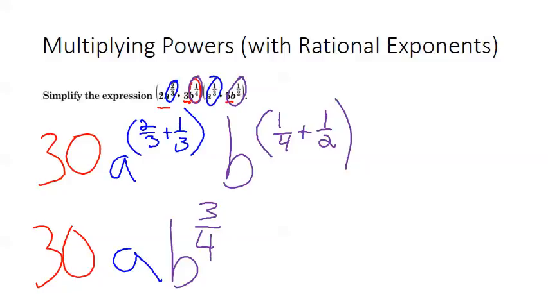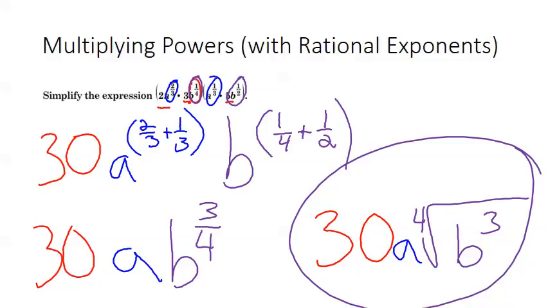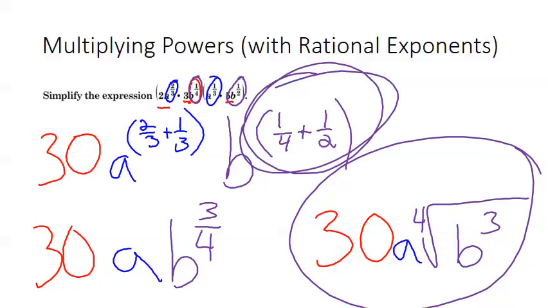Or you can make it a little bit more complicated and have 30a times the 4th root of b cubed. This is your super final answer. But the point is that even though this is dealing with fractions, you don't need to know this part. You know that when you have b to the 1/2 times b to the 1/4, you're going to add those fractions, those powers, to get your final fraction, okay?